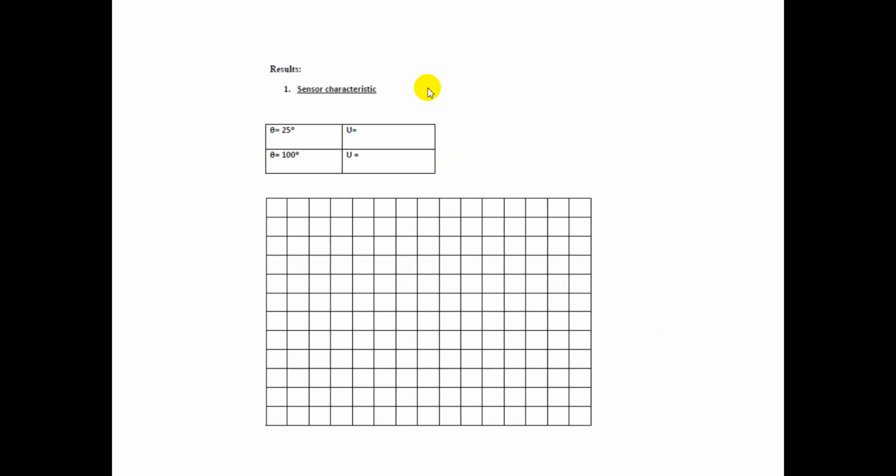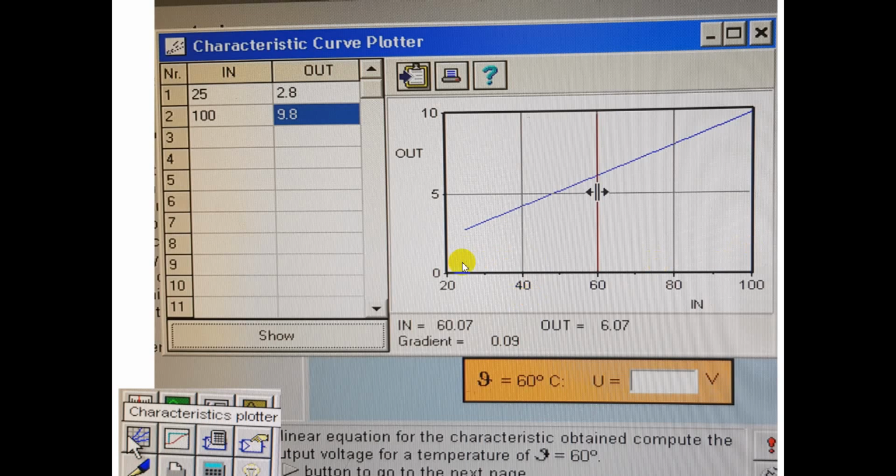Okay, now this is the result form, which is given to you in the manual basically. So you can see here for 25 degrees what is the corresponding voltage, for 100 degrees what is the corresponding voltage. If you want, you can use theta equal to 60 degrees, what is the corresponding voltage. Then you can plot the graph here. Okay, same here, you can have the temperature in degrees here, and you can have the voltages along the y-axis here.